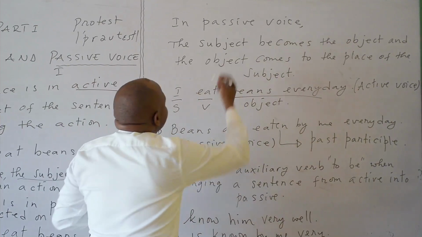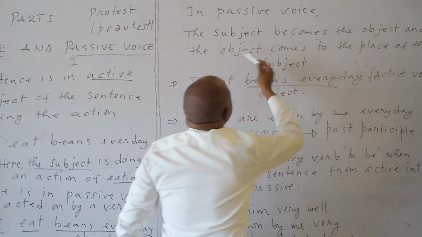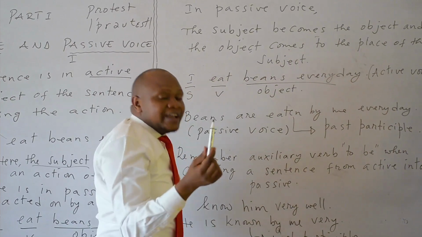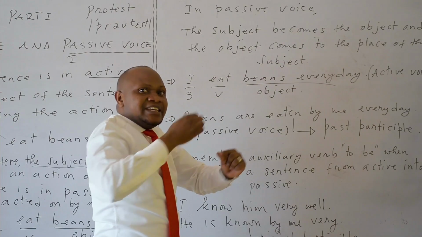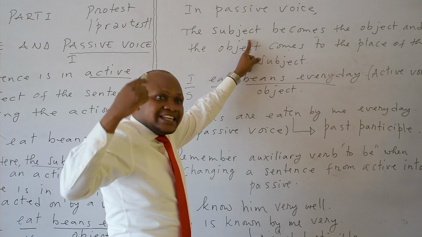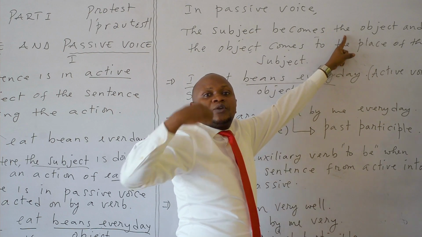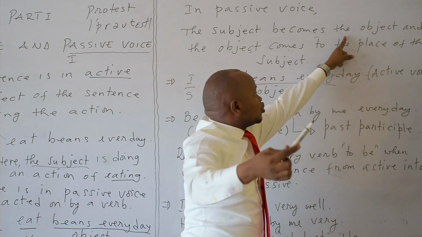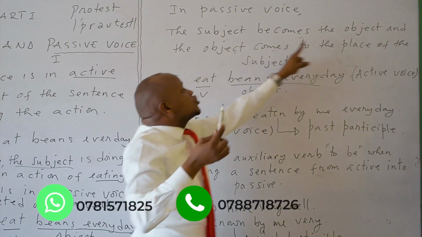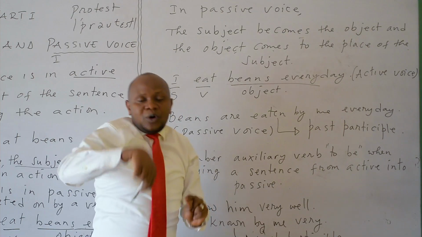Then here, in a passive voice, the subject becomes the object, and the object comes to the place of the subject. In passive voice, what was the subject, the I in "I eat beans every day", becomes the object. And the object, what was the object, comes to the place of the subject.